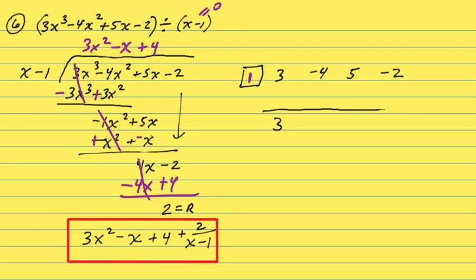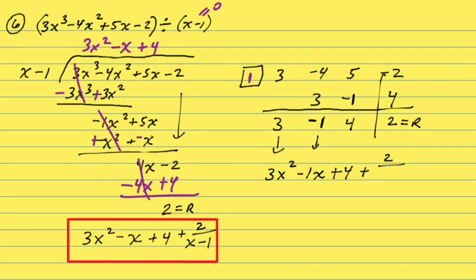Bring the first number down and multiply. 3 times 1 is 3. Put it here and add. Negative 1. Multiply would be negative 1. Put it here and add. Multiply would be 4, and put it here and add. That makes the remainder 2. So that's 3x to the, we started with a third, so it's x to the second, minus 1x plus 4 plus the remainder over the divisor.